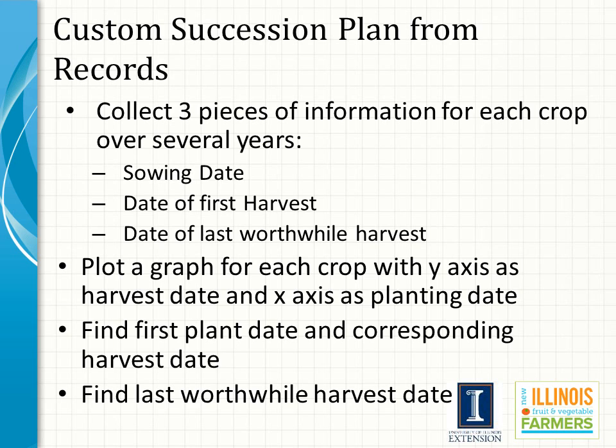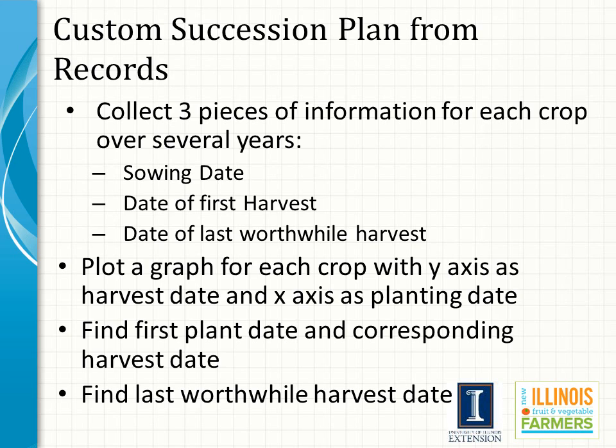You need to collect 3 basic pieces of information from each succession planting for each crop over several years: the planting date, the date of the first harvest, and the date of the last worthwhile harvest. With this information collected in a table, you can plot a graph for each crop with the y-axis as the harvest date and the x-axis as the planting date. By drawing a best fit line through these points, you can start with your first planting date for a given year and find the corresponding expected first harvest date by following the lines that intersect with your best fit line.